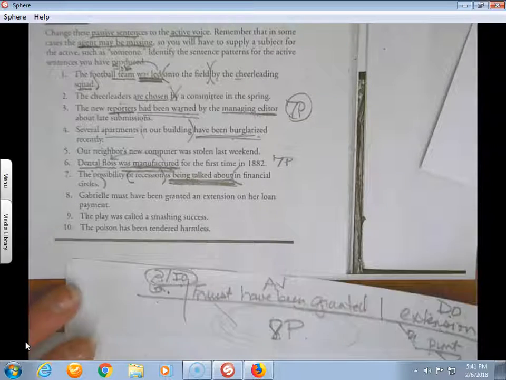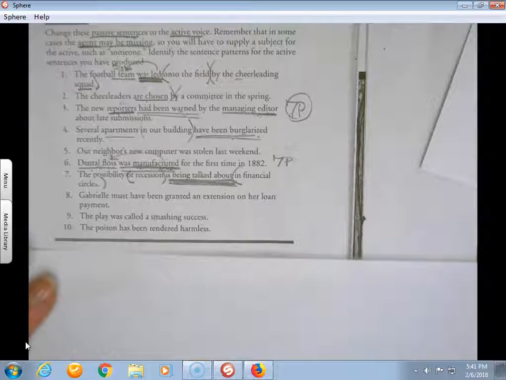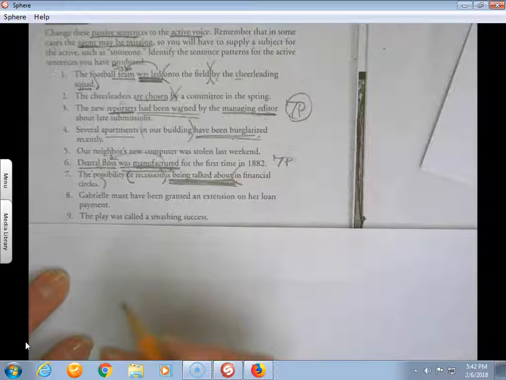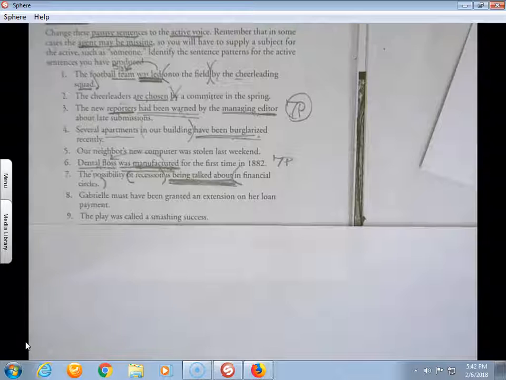All right, number 9. I know I'm not diagramming every single one of these transformations. If you have questions, you can ask me in class on Wednesday and Friday. I'm trying to get through this so I can get these in your hands.